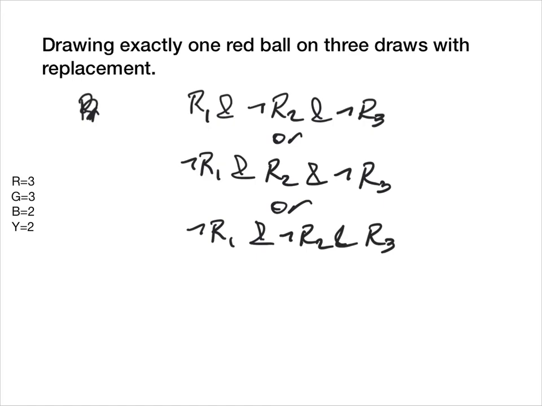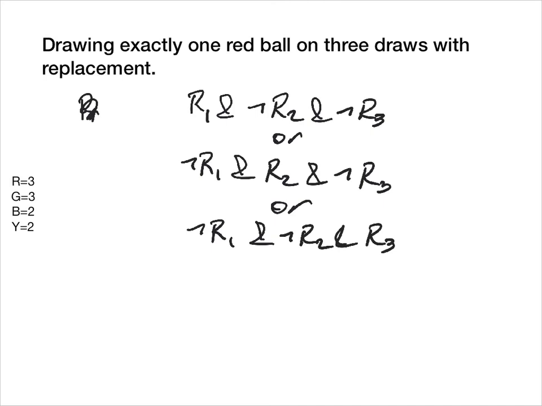Okay, so to get exactly one red ball on 3 draws with replacement means we get either this or this or this. So it's a disjunction. You see, here's the disjunction, the or part, but it's a disjunction of a bunch of conjunctions. Now, the good news is that this probability is the same as this, right? And this probability is the same as this.